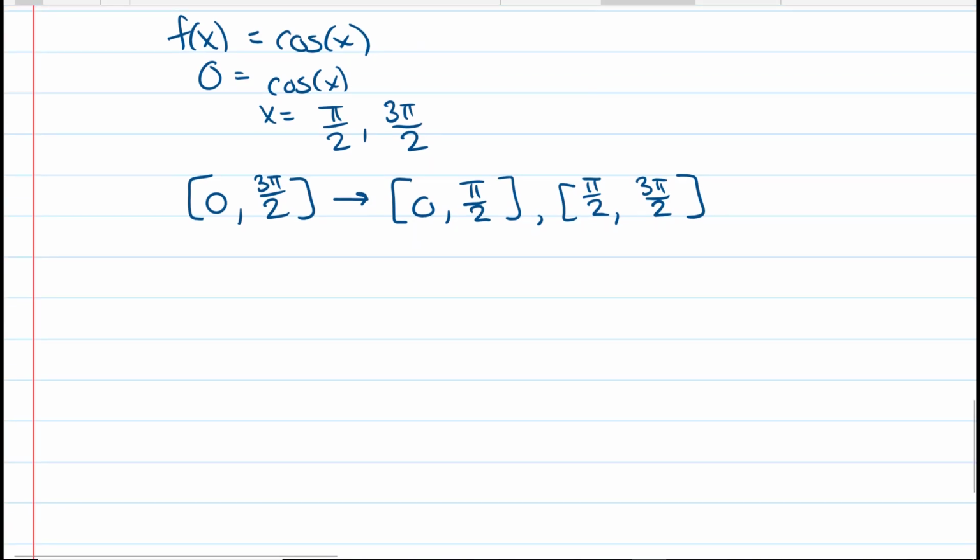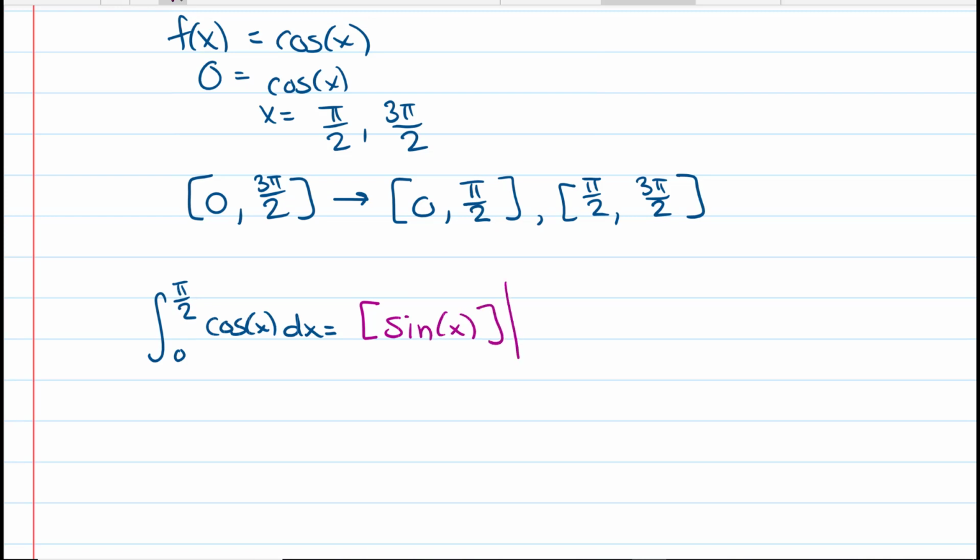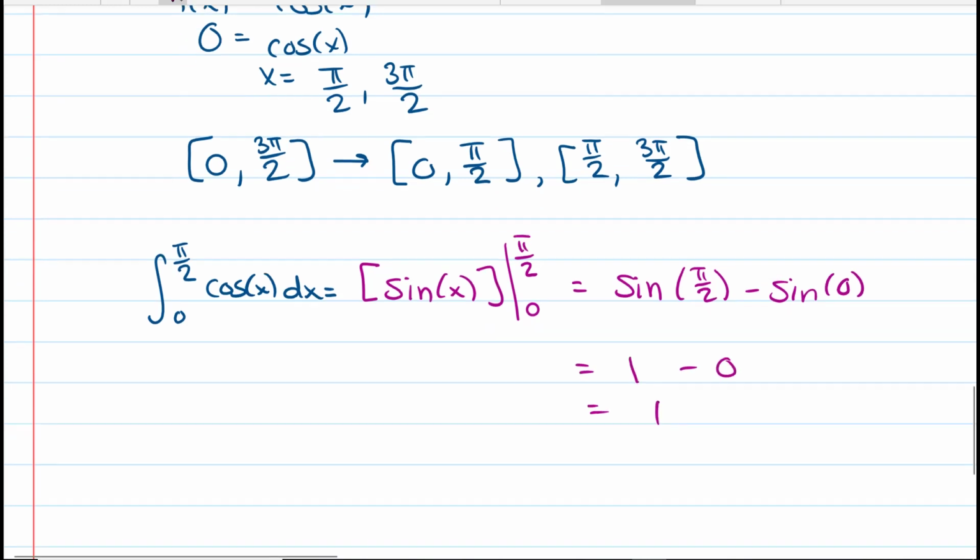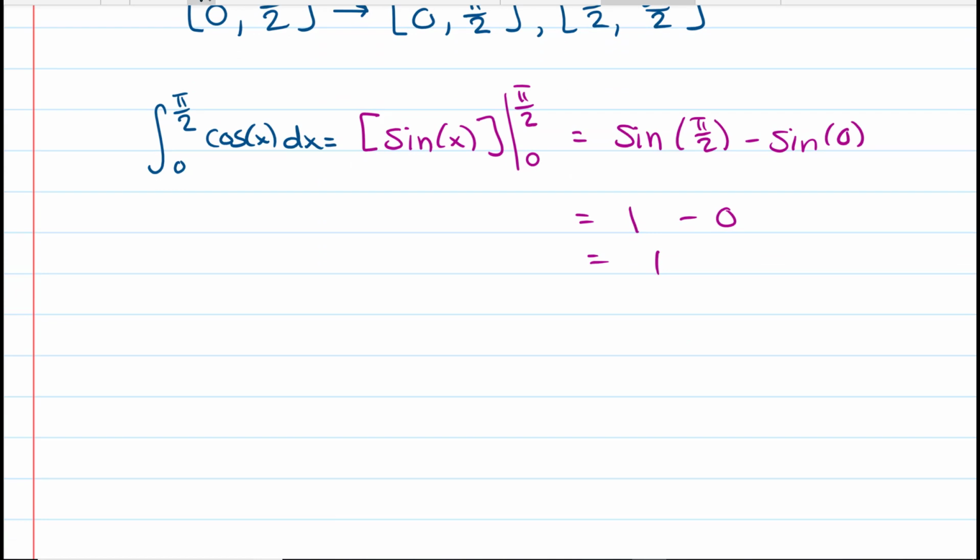Alright, so we take the integrals, and we get the integral from 0 to pi over 2 of cosine of x dx is equal to sine of x, because sine of x is the antiderivative of cosine, from 0 to pi over 2. So we get sine of pi over 2 minus sine of 0, which is going to be 1 minus 0, which is 1.